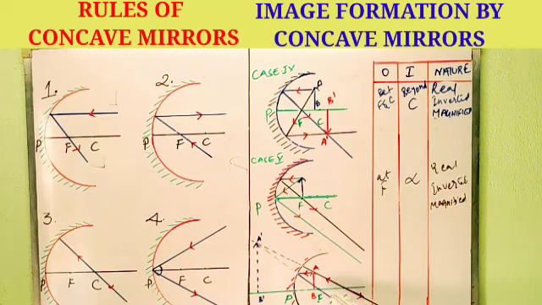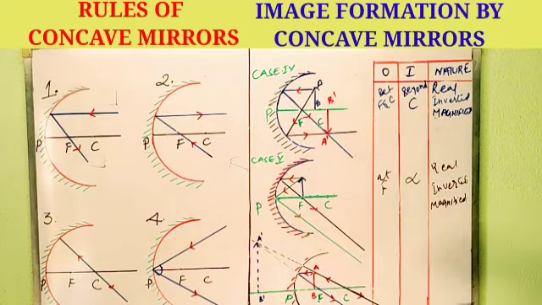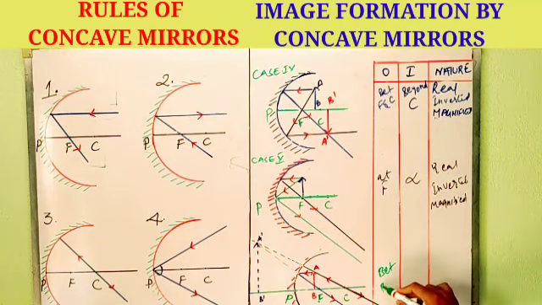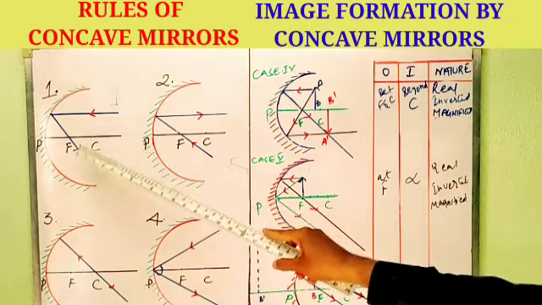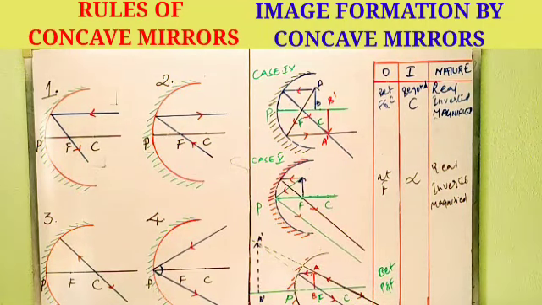So now the last one: we are trying to understand the image formation when an object is kept between P and F. When the object is kept between P and F, the first ray is parallel to the principal axis, and a ray parallel to the principal axis passes through focus. The second ray passes through the center of curvature, so it rebounces back. These two are the reflected rays.